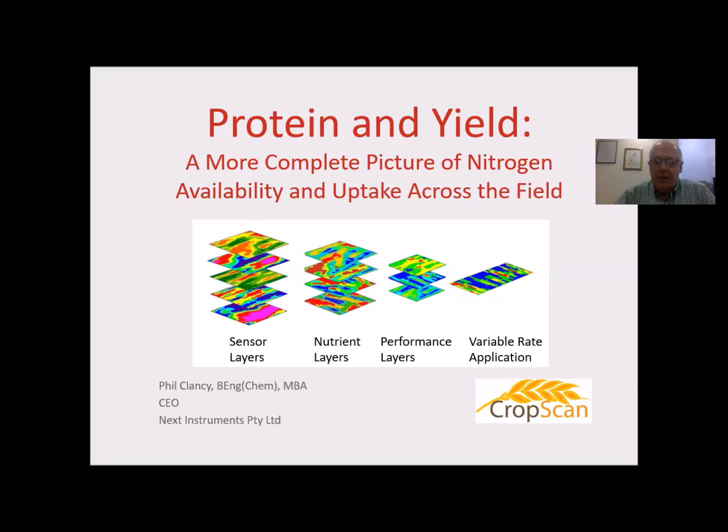My objective today is to lead us along a path to describe a simpler way of developing variable rate fertilizer applications for nitrogen. I'd like to start out by looking at the nutrient layers and how nitrogen is available and taken up by plants. Then introduce the concept of performance zones, which then leads us to a simple means of developing variable rate fertilization programs.